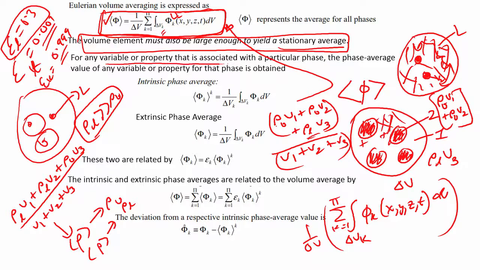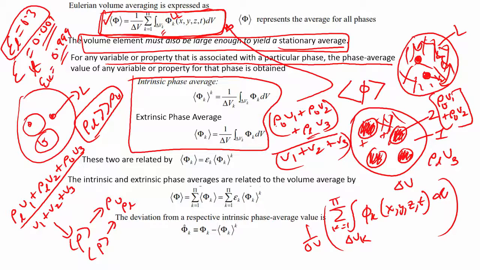And for any variable or property that is associated with a particular phase, we can also do something which is called phase averaging. So, what is phase averaging? First, let us look at these 2 quantities here. One is called an intrinsic phase average. What does intrinsic phase average mean? You are integrating the property over the elemental volume that is occupied by that particular phase only, and then you are dividing it by the total volume of that particular phase, got it. So, it is the average for a particular property belonging to a particular phase over that phase only, it is not overall.